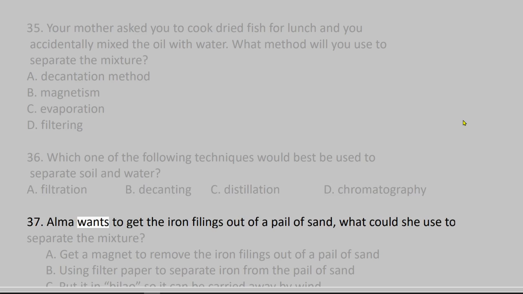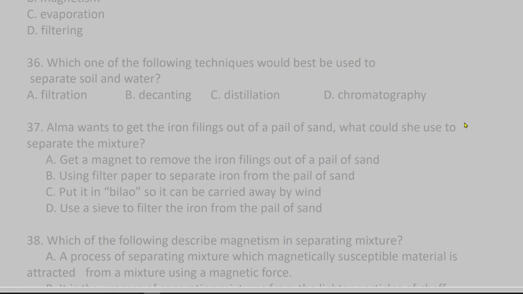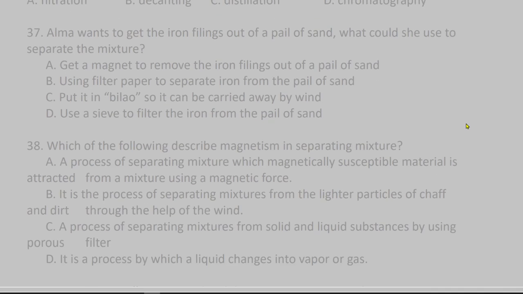37. Alma wants to get the iron filings out of a pail of sand. What could she use to separate the mixture? A. Get a magnet to remove the iron filings out of a pail of sand. B. Using filter paper to separate iron from the pail of sand. C. Put it in a biláo so it can be carried away by wind. D. Use a sieve to filter the iron from the pail of sand.